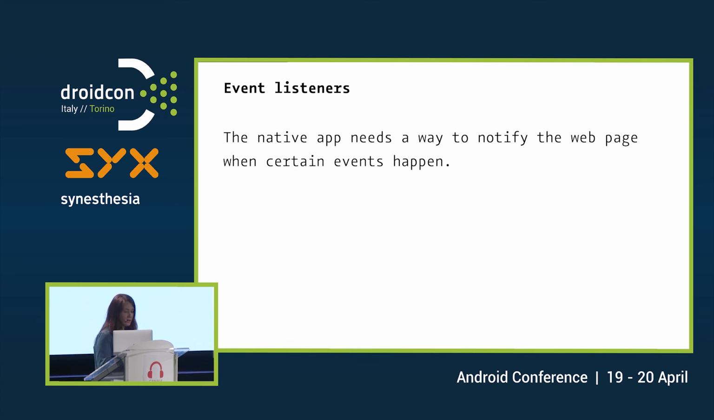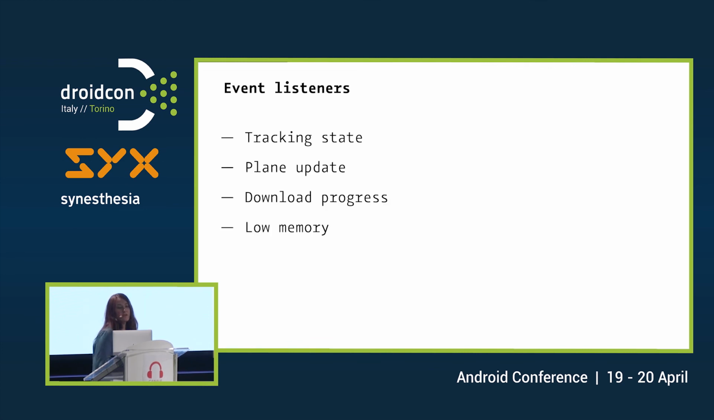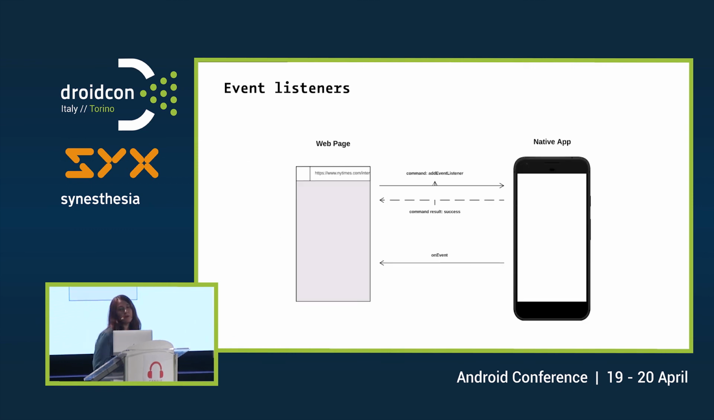And for this, we've created event listeners. So events like, what's going on with the current tracking state? Does the AR session have any idea where the user is in the real world? What kinds of planes have we found? What's the download progress of the assets that we need to render our scene? And how much memory do we have available on the device? For this, we've created the Event Listener Loop. So event listeners give the web page a way to listen for events that happen spontaneously.